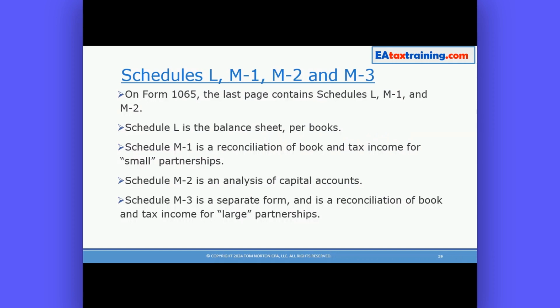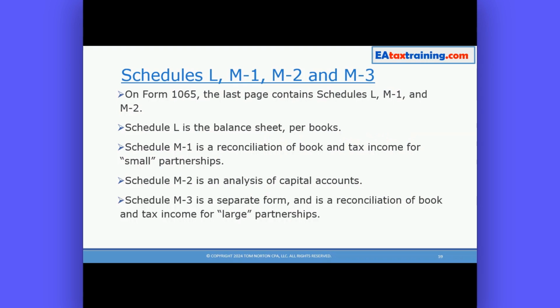So the last page of the 1065 is Schedule L, M1, and M2. Schedule L is the balance sheet. We already saw that. We got a little sneak preview of that. And it is the balance sheet per books. So you are putting whatever basis you use for your books, that is the balance sheet that you're putting on Schedule L. Schedule M1 is a reconciliation of book and tax income.